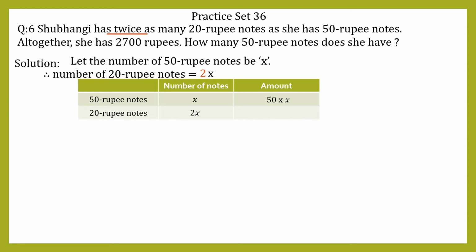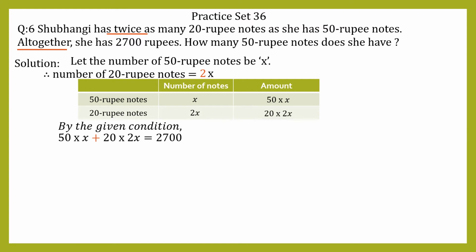Now, similarly, what will be the amount made from 20 rupee notes? We need to multiply 20 into 2x. Now, altogether, she has 2700. Altogether means plus. So, adding both the amounts, we will get 2700. Let's add them.